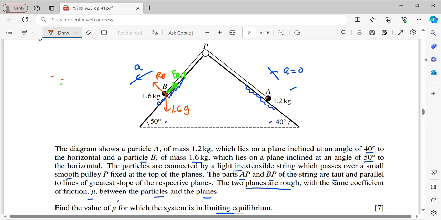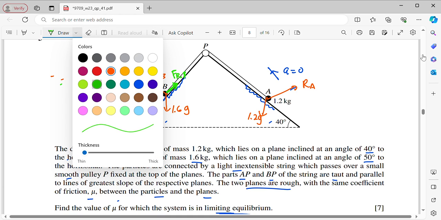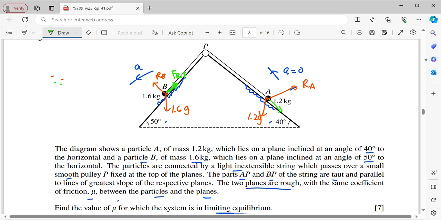Then for the A, it's the same case. The mass is 1.2, the weight is 1.2 g going down. Then the RA is perpendicular to the plane, and I expect it moves up, that means your frictional force will be moving down. So this is your FRA.